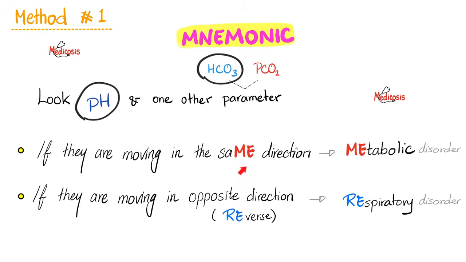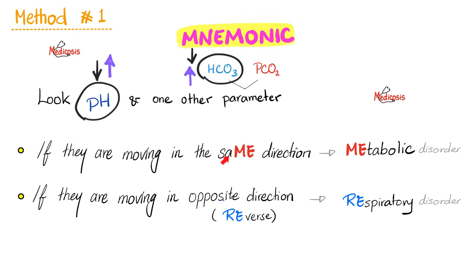And then what? If both of them are moving in the same direction, for example, pH is decreasing and bicarbonate is decreasing, or pH is increasing and bicarb is increasing, we call this metabolic disorder. So it's going to be metabolic acidosis or metabolic alkalosis. However, if you looked at the pH and the bicarb, but they were moving in the opposite direction. One is up, the other is down. Or one is down, the other is up. Then it's respiratory. So here's the mnemonic.